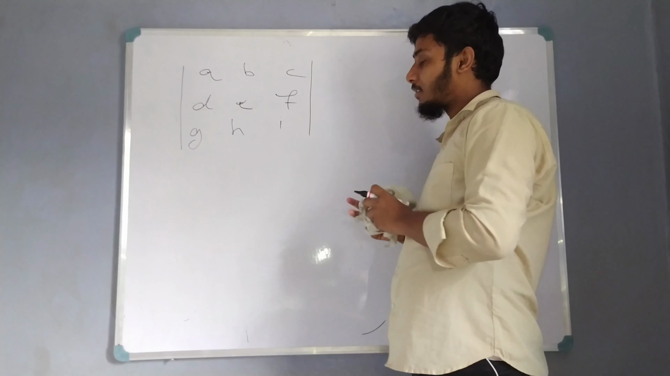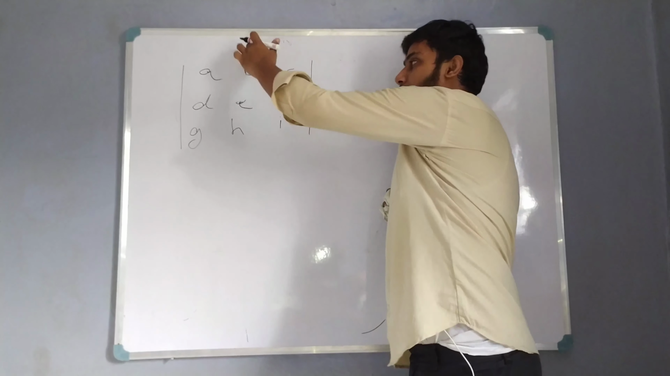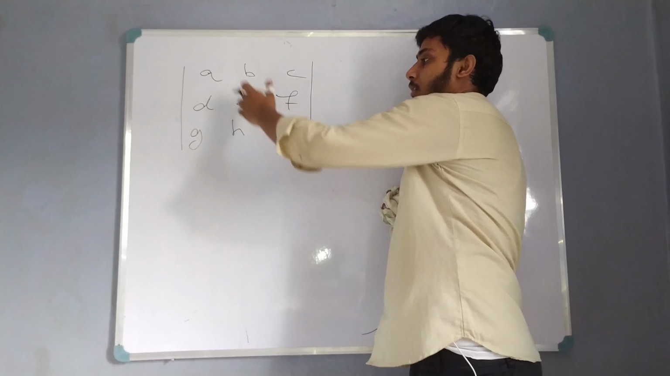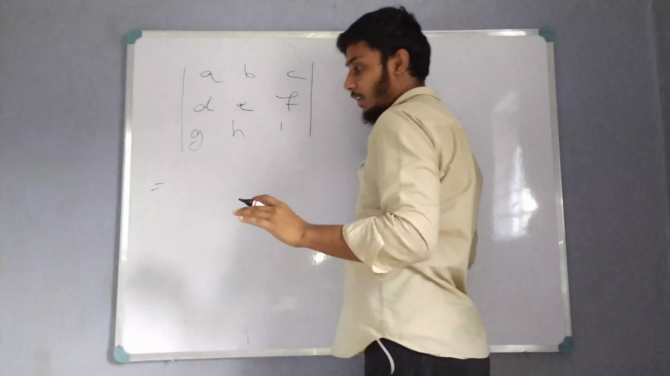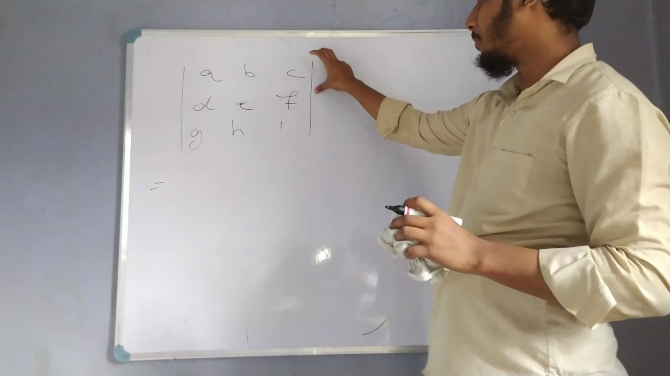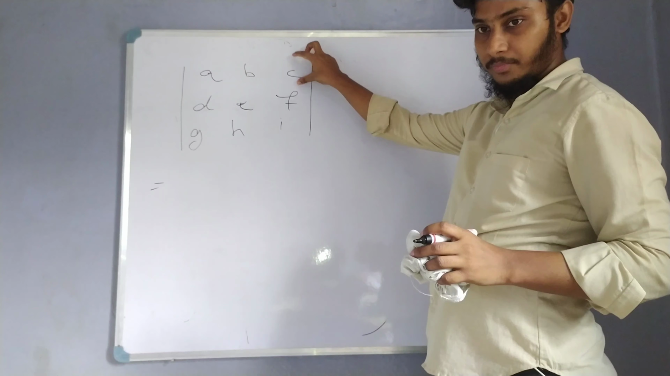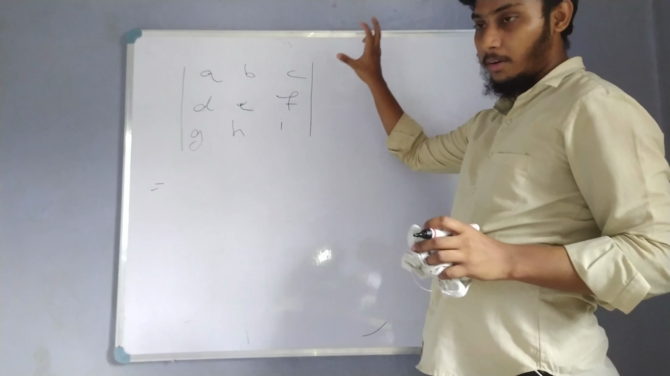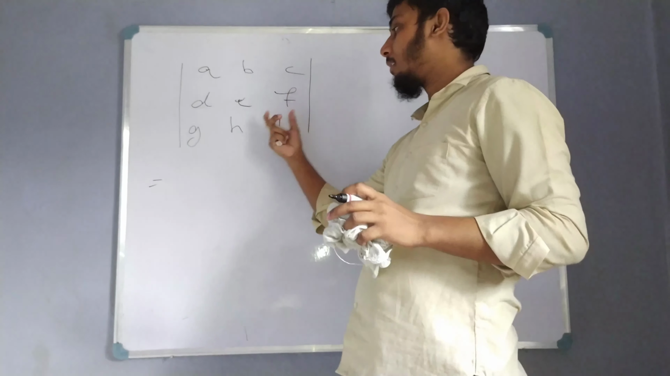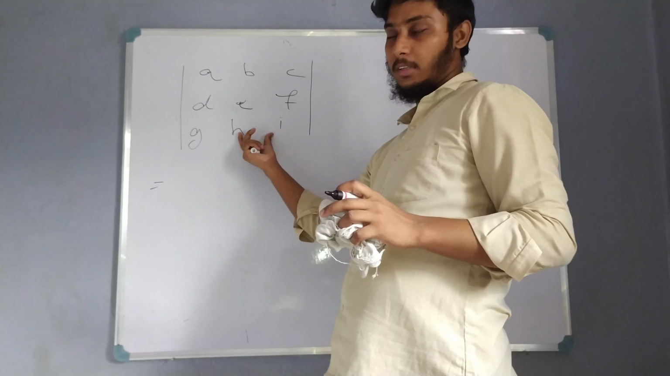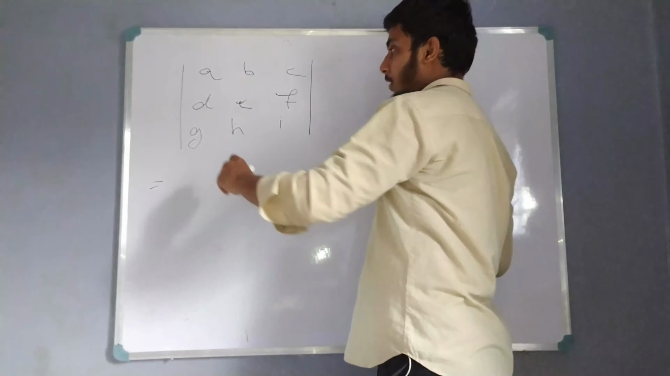So you can expand this by first row, second row, third row, or first column, second column, third column. But in general we will expand a third order determinant from first row. And how we will do this, you have to see this carefully, because it is the first time that you are going to learn determinant and the expansion of third order determinant.